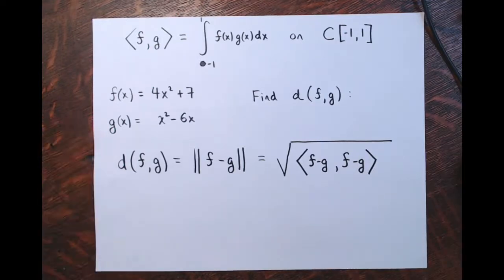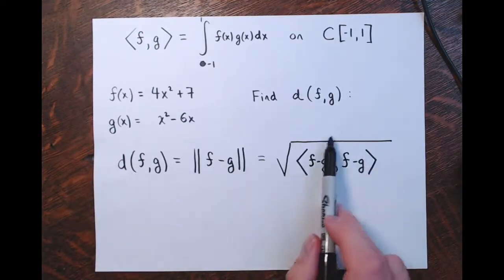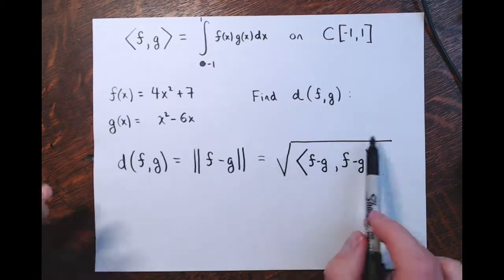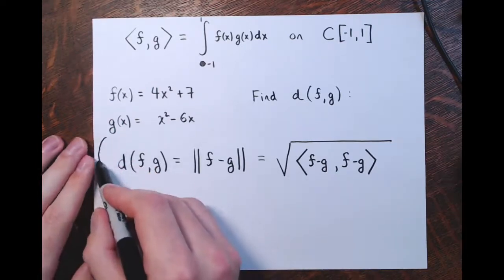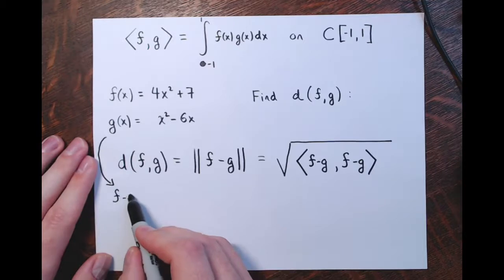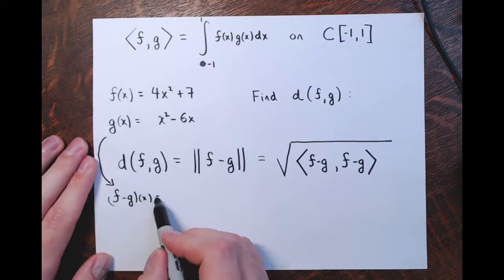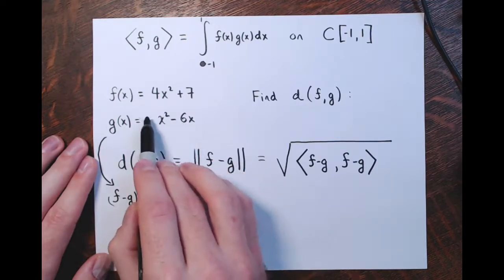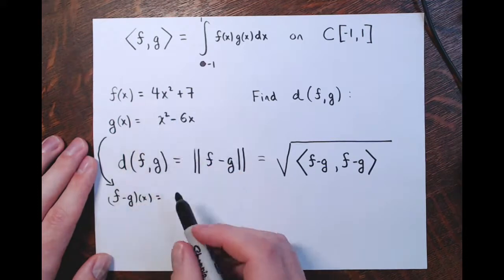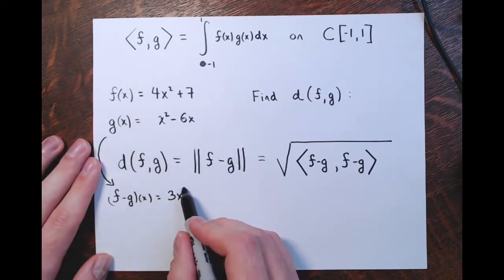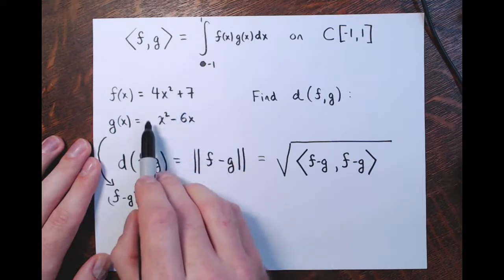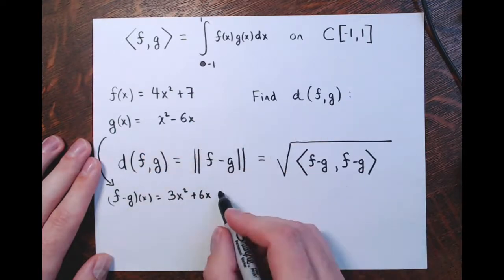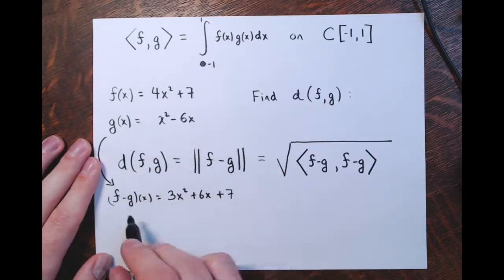Okay, so if I want this distance, I'm doing this calculation here. Before I take the square root, let's see, what is f minus g of x? Well, that's just 4x squared plus 7 minus the quantity x squared minus 6x. So I'd have to distribute the negative. We have 4x squared minus x squared would be 3x squared. No x minus negative 6x would be plus 6x. And then 7 minus 0 would be 7. All right, so there's f minus g.